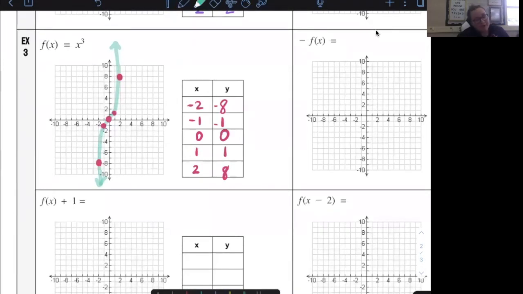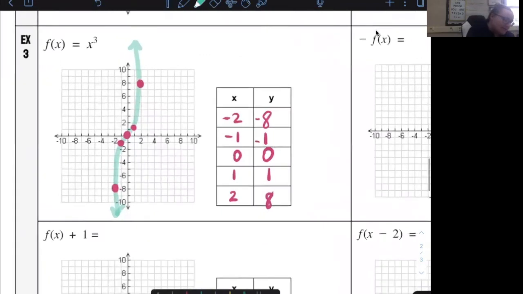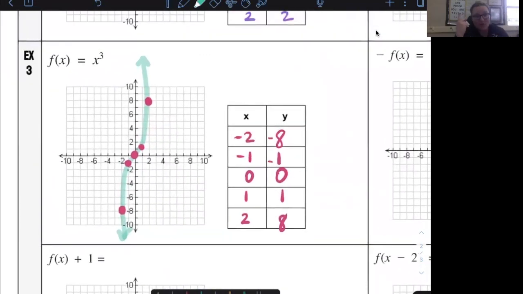All right, so your graph of f of x equals x cubed should look like this. It is a positive leading term with an odd degree. So your end behavior should be down and then up, which is what we would expect with all we know about polynomials now. And your table should include these points.